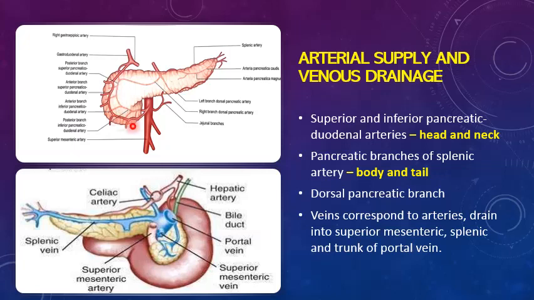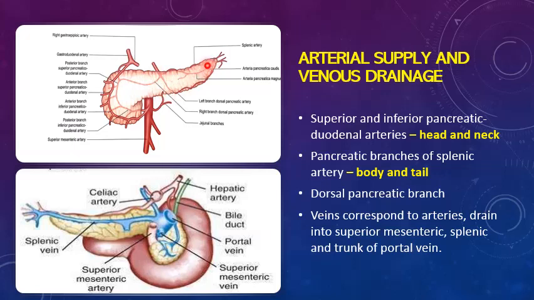So this line you are seeing represents the anterior or ventral anastomosis. This light line represents the posterior or dorsal anastomosis. Together, this ventral and dorsal anastomosis between the superior and inferior pancreatico-duodenal arteries supplies the head and neck of the pancreas. Then the body and tail are supplied by the pancreatic branches of the splenic artery.